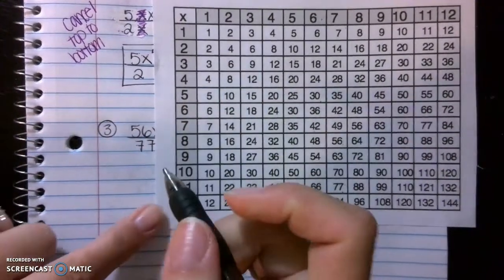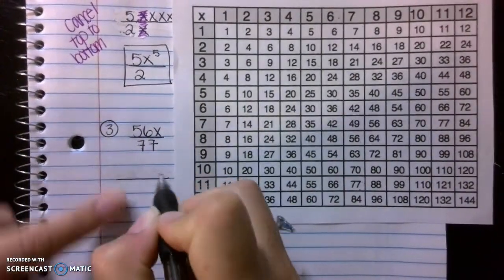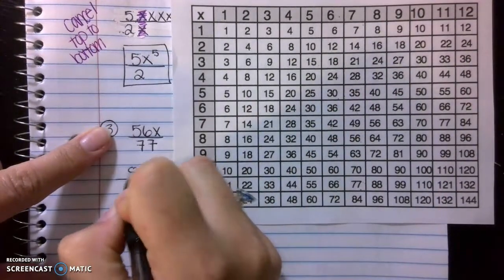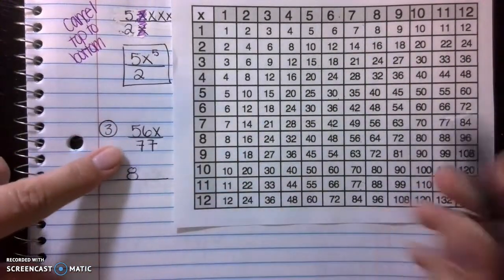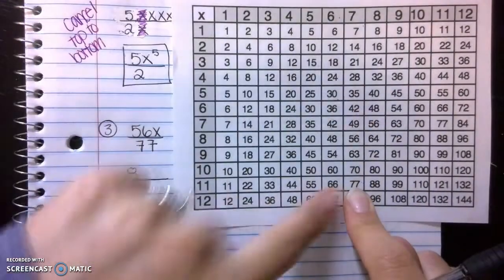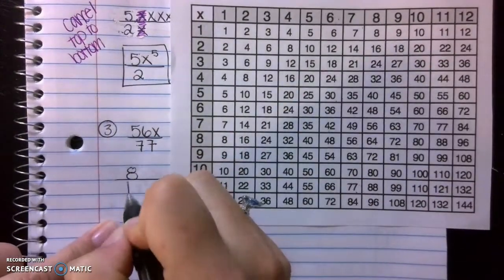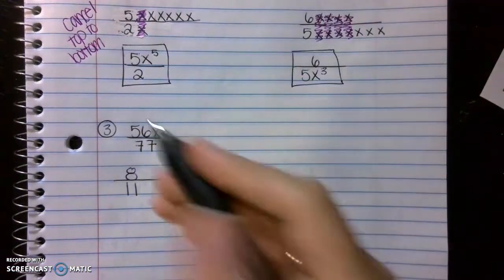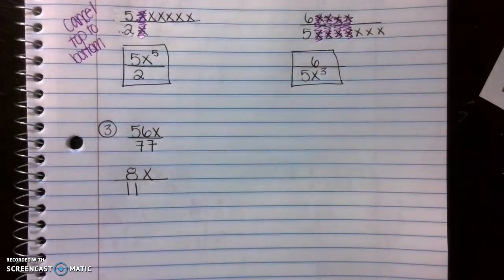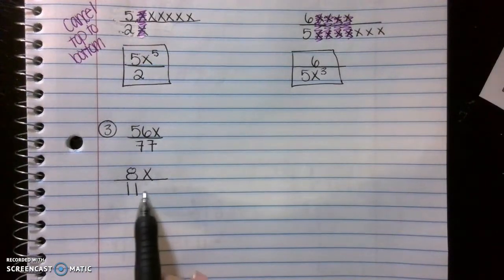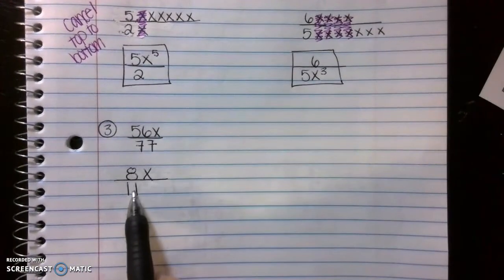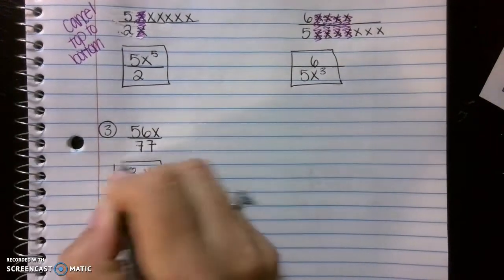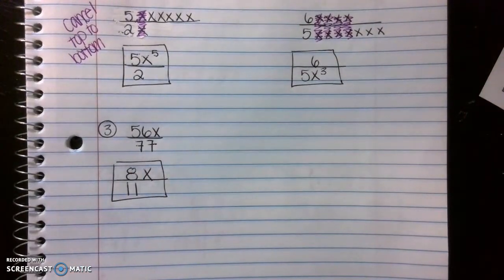So I can go ahead and rewrite this. 56 divided by 7 got me 8. And then 77 divided by 7 got me 11. So 8 over 11 here. And then let's now take a look at our x's. I have one x on top, and I don't have any on the bottom. I can't reduce 8 over 11 anymore, and I don't have any x's to cancel. So this would be my answer.